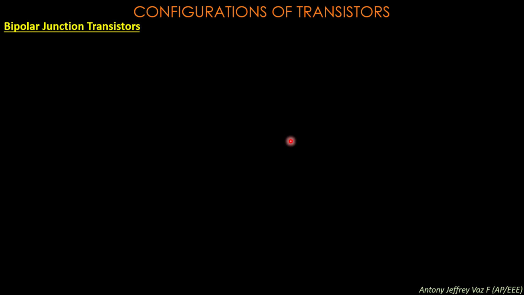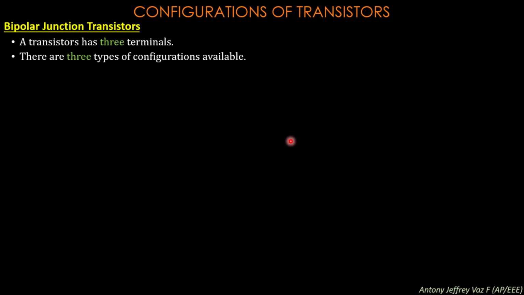So the bipolar junction transistors will have three terminals. You know what all the terminals are. One is the emitter, the second is the base, and the third one is the collector. These three terminals are present in junction transistors, in both types, NPN as well as PNP. If you take an NPN transistor, you will have base, emitter and collector. If you take a PNP transistor, it will also have base, emitter and collector.